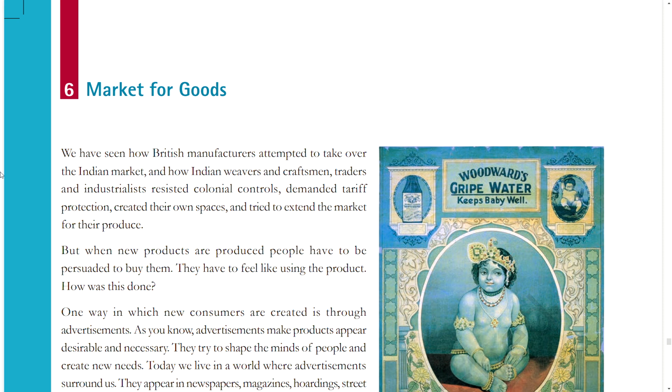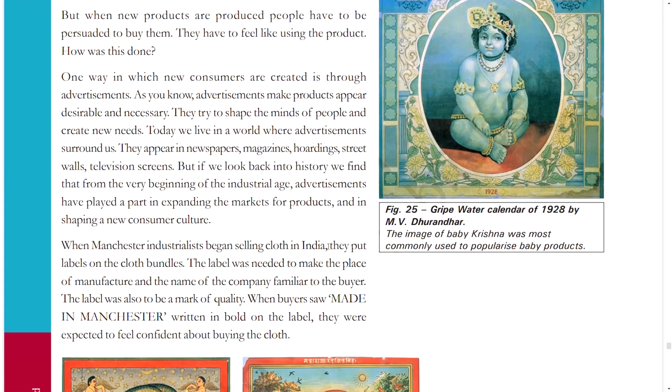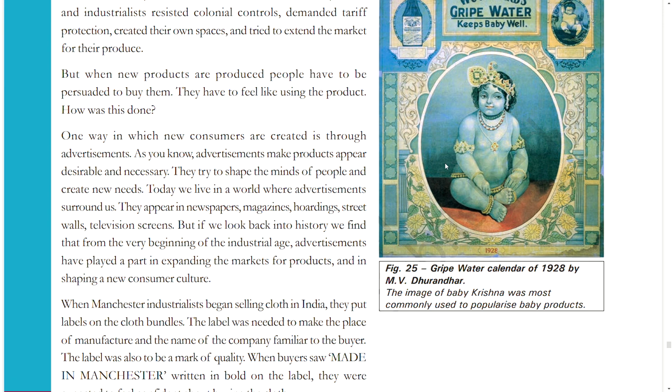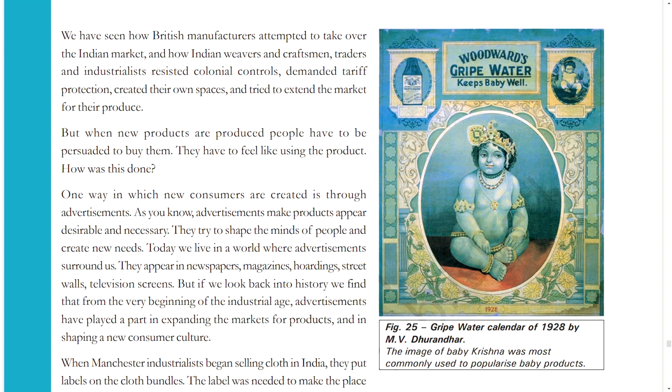6. Markets for goods. Figure: Grape Water calendar of 1928 by M.F. Dhurandhar. The image of baby Krishna was most commonly used to popularize baby products. Woodward's grape water keeps baby well.